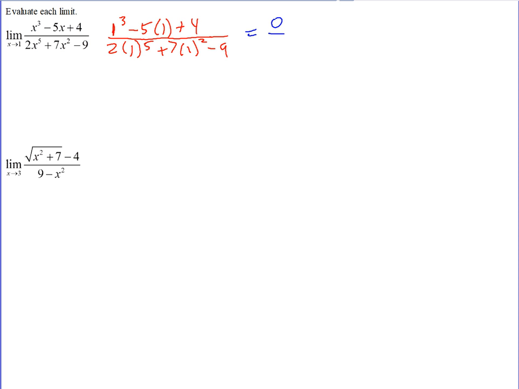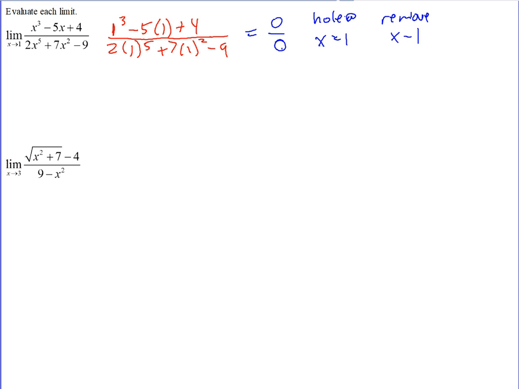Over, that's 2 plus 7 is 9 minus 9 is 0. So here, again, we've got a hole at x equals 1, and we could try to remove the x minus 1.